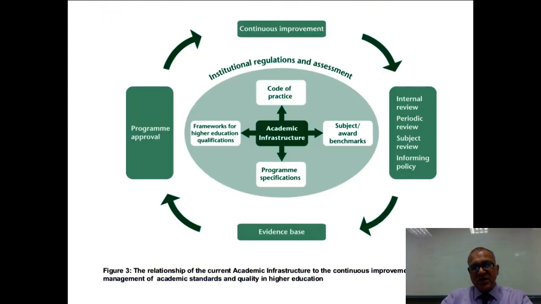What are the evidences? So summarizing, the UK Quality Code is the sum total of so many benchmarks which can be seen as academic infrastructures. So in the form of code of practice, the quality code itself, subject benchmark statements, program specifications, framework of higher education qualifications, framework related to professional bodies, and the process has to be continuously evolving. So starting from program evaluation or approval, improving program, internal review, periodic review, subject reviews, and then evidence collection, and then continuously working on the program enhancement.